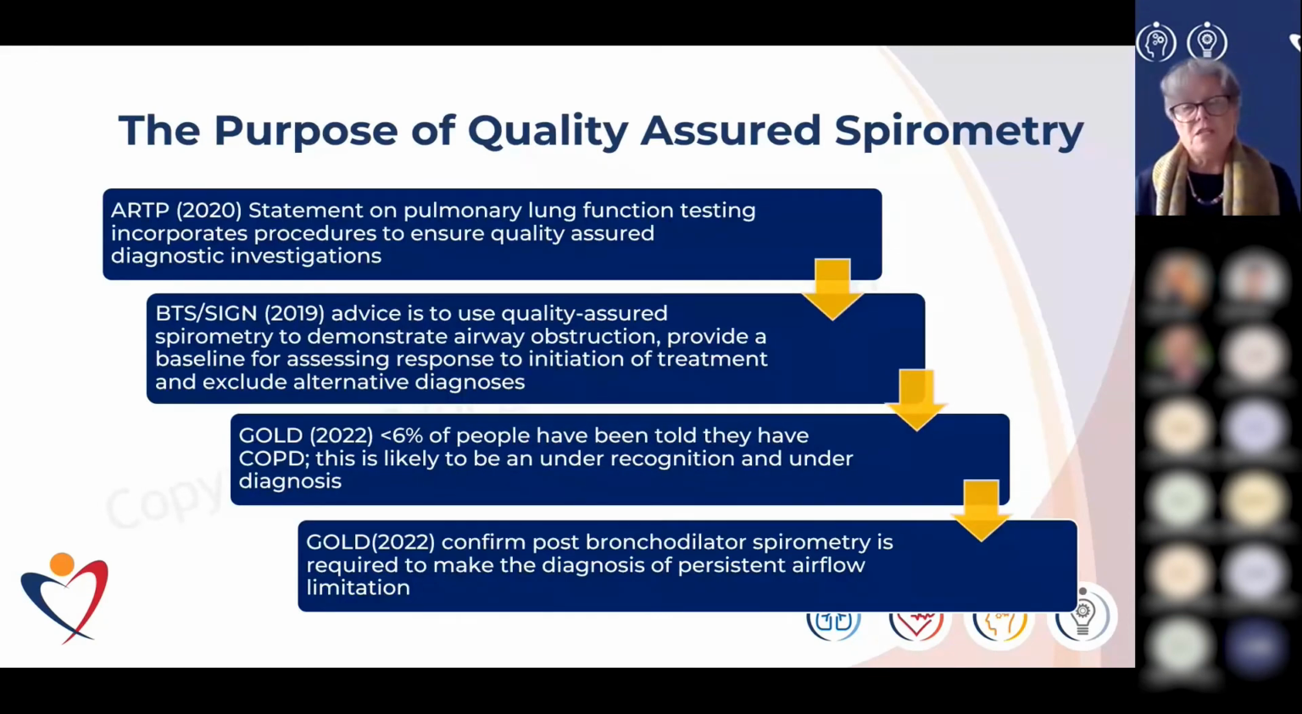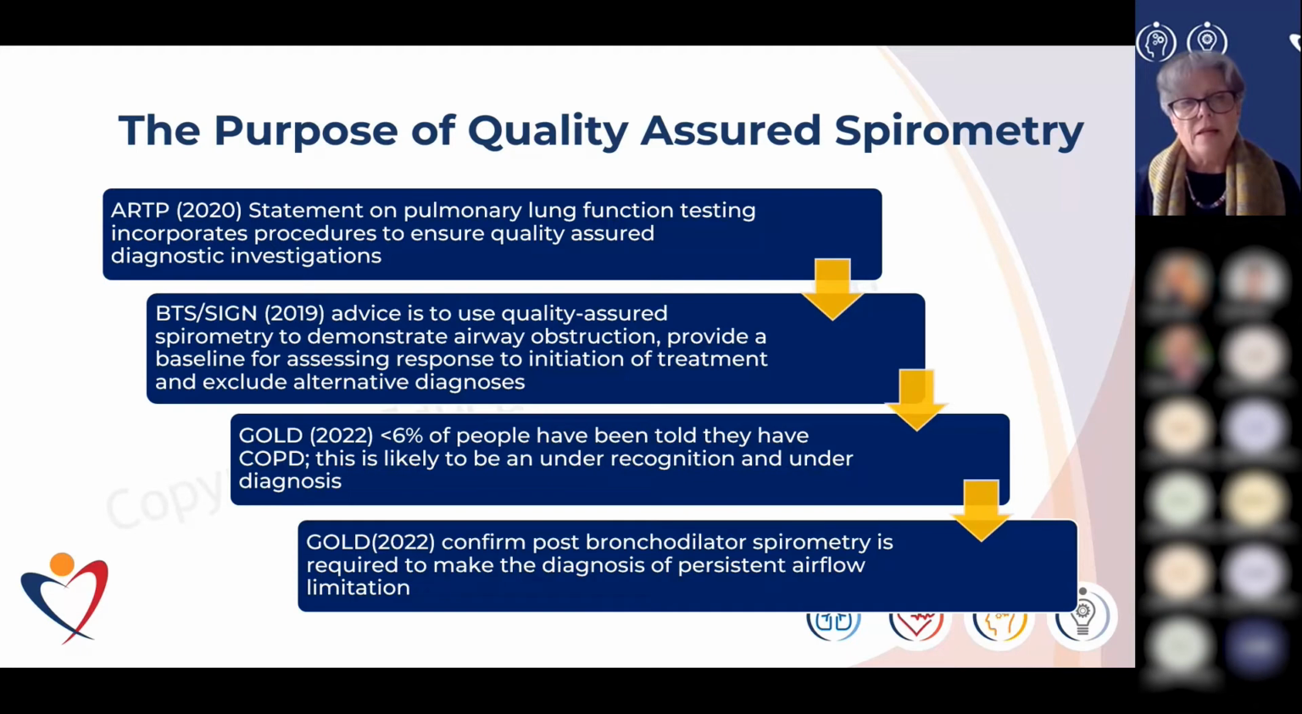So the purpose of quality assured spirometry then: the ARTP produced a statement in 2020, the Statement on Pulmonary Lung Function Testing, and it incorporates procedures to ensure quality assured diagnostic investigations. And the BTS SIGN guidelines advise it is to be quality assured spirometry to demonstrate airway obstruction because it provides a baseline for assessing response to initiation of treatment and of course exclude any alternative diagnoses.